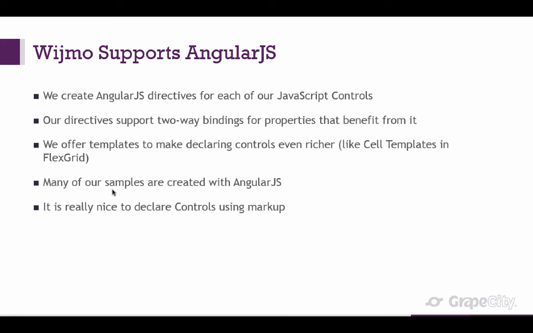And since our directives are all handwritten, we're able to make them even more powerful and richer. For example, we have cell templates in the FlexGrid, and that allows you to write markup that is defined for a column, so each cell within that column will render that markup. That markup can be HTML, it can be AngularJS directives, it can be other Wijmo components, but it can be anything, and that's just a nice way of being able to declare controls, and then also even some nice things like cell templates, where you're able to control even how each cell renders.